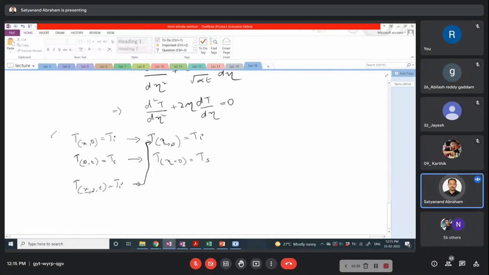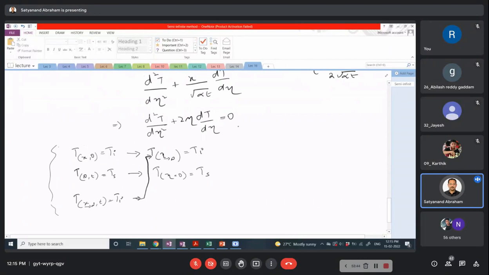Okay, the three conditions which were initially there are now converted to two boundary conditions. Because in order to solve this, we should be having only two conditions. If we are having three conditions, then that is an extra condition, and our constraints are going to be higher. We cannot solve the equation.